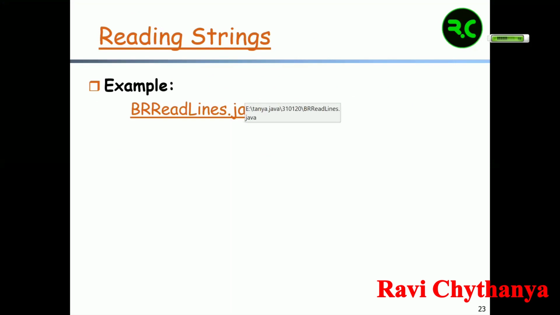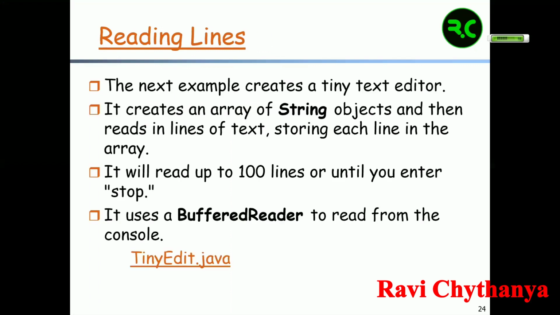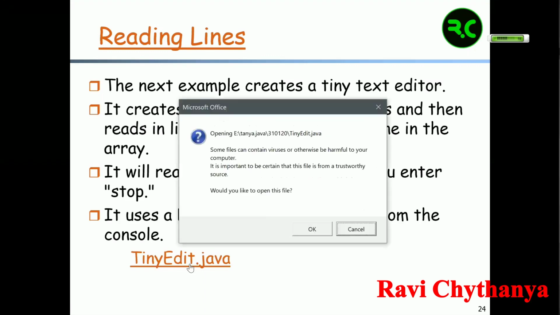The next thing we are going to discuss is reading lines, any number of lines. This is just an example of a tiny text editor, which is going to store the values into a string array object, and it is going to read up to 100 lines until you enter stop. Let us check the example here.